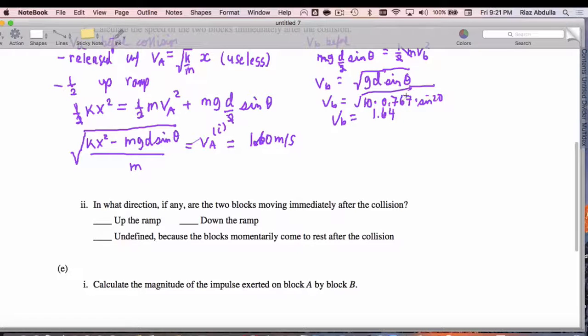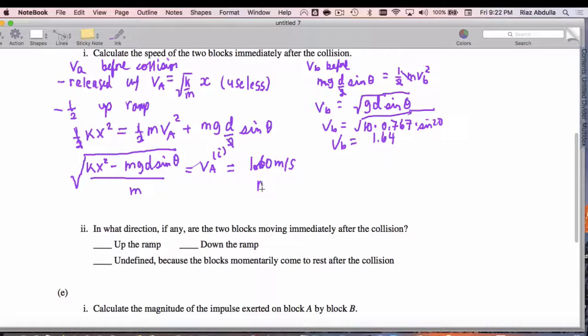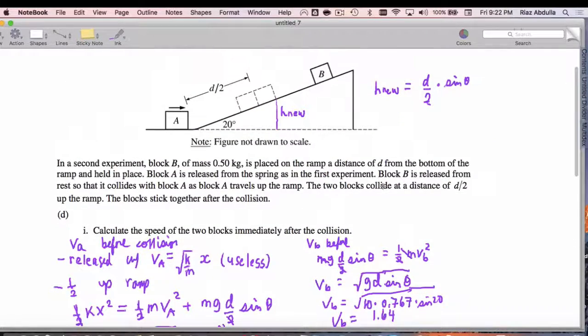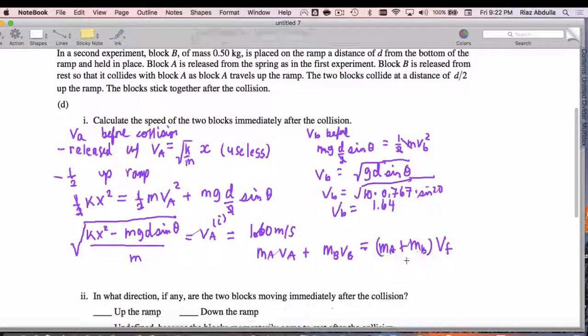And let me just double check. So VA is going to equal 1.60, VB is going to equal 1.64. And so let's go ahead and calculate the speeds after the collision. So we have MAVA plus MBVB. Now, they collide and stick, so that's going to be MA plus MB times their combined speed.